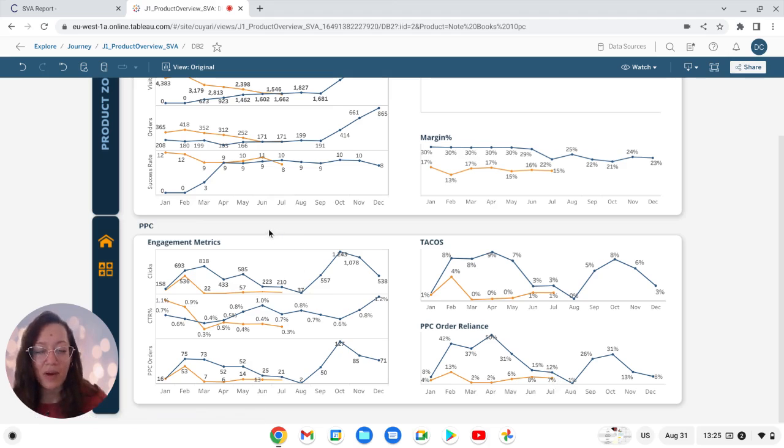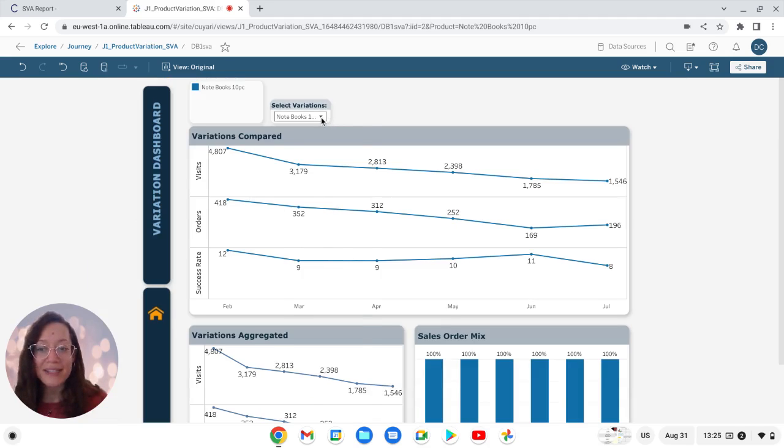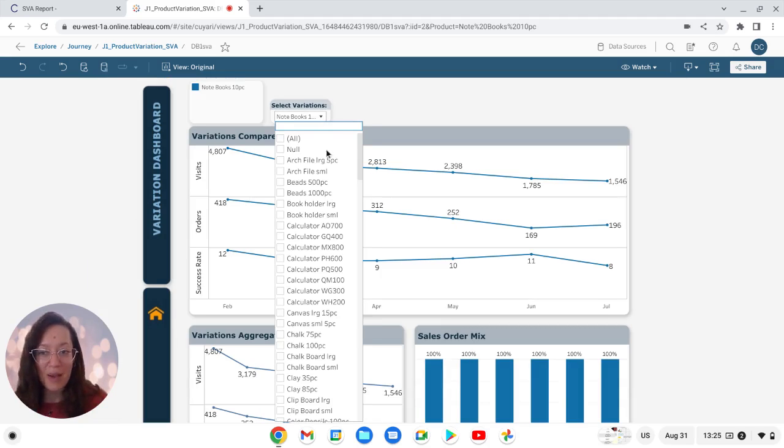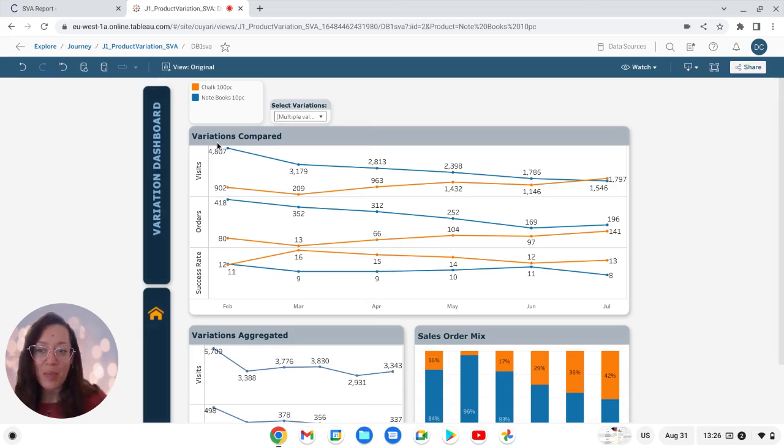If this item is a variation, you can click on this icon called the Variations Dashboard. Here, I can select a variation. For example purposes, I'll choose the chalk. And then you can compare how both those items are doing. The legend will show which item is showing which colors. The comparisons will show the number of visits of both items, the order numbers, and the success rate on a month-to-month basis, going back 6 months.